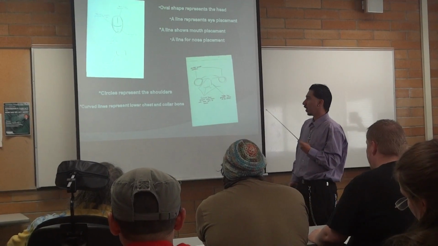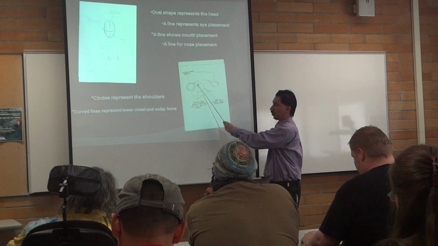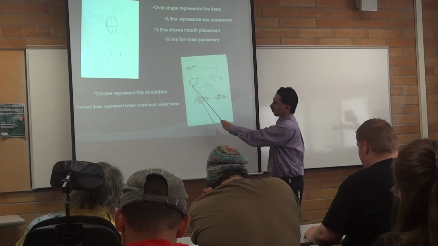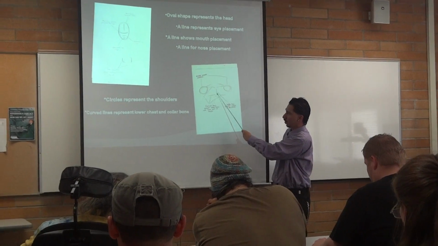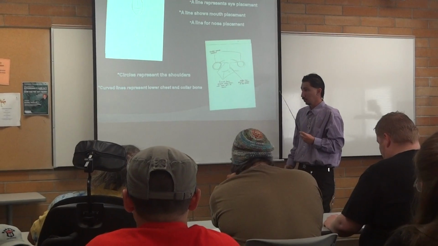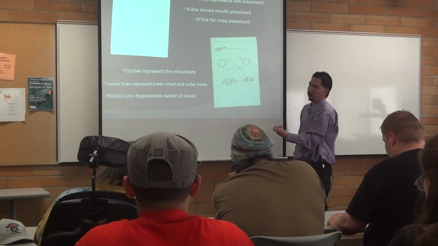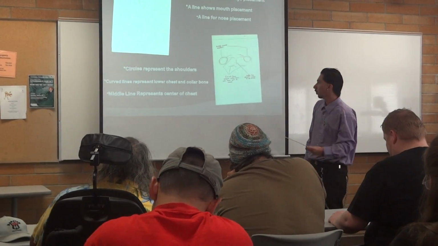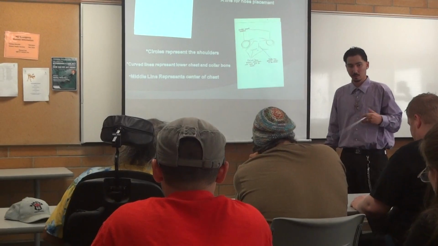Okay, moving on to curved lines, right? These are these parts right here. This will represent the collarbone, and just a little bit lower than the shoulder, you'll draw similar curved lines, and that'll be the lower part of the chest. Next, you can just draw a straight line, as straight as you can possibly get it, and that will represent the center of the chest.